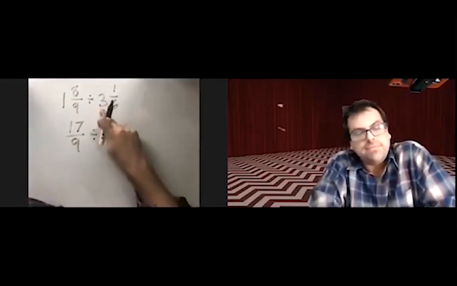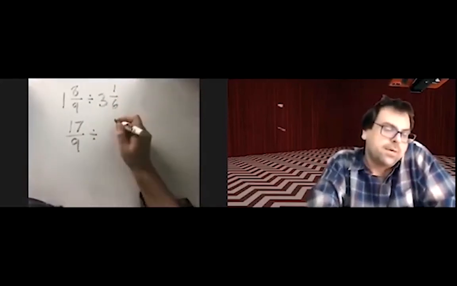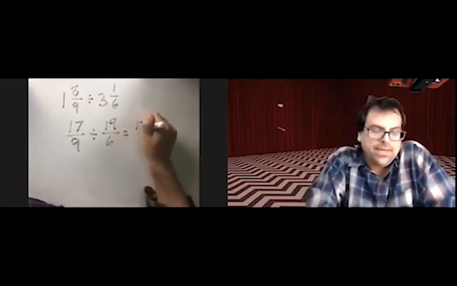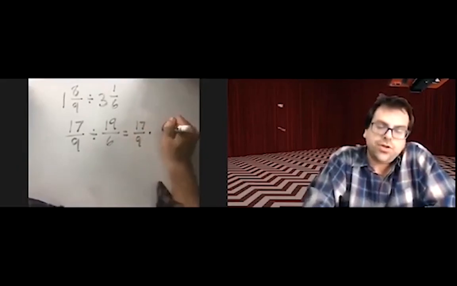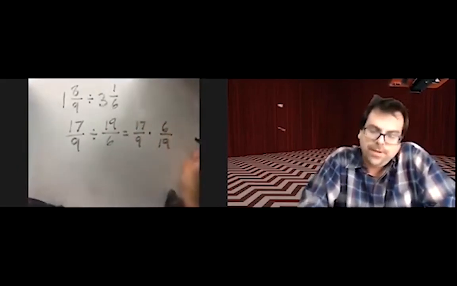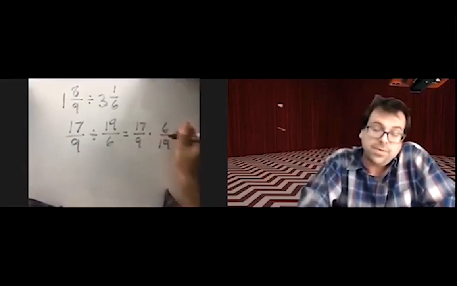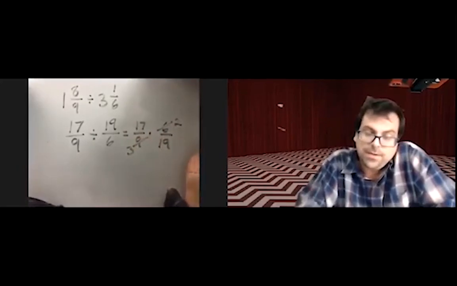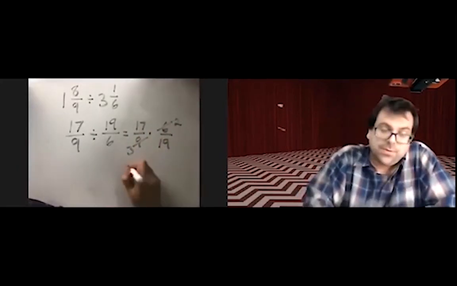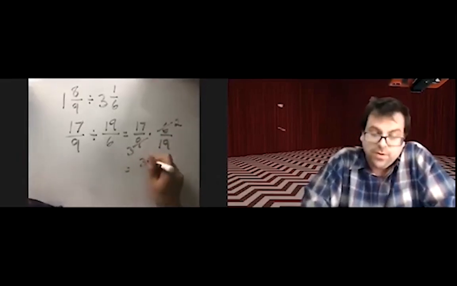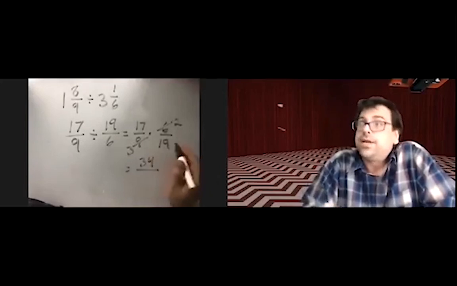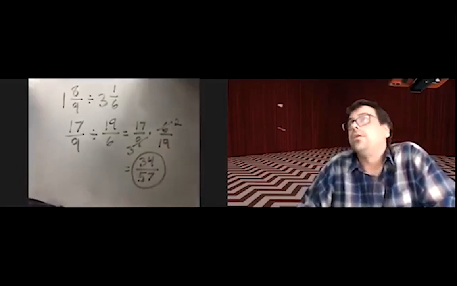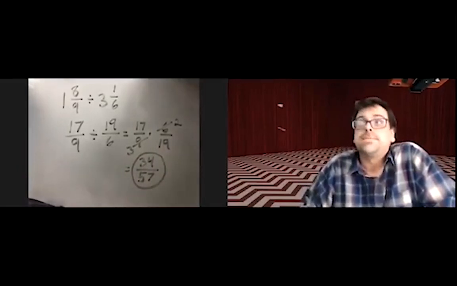Divided by 6 times 3 is 18, plus 1 makes 19/6. Keep, change, flip. 6 and 9 can both be divided by 3. 6/9 would be 2/3. Nothing else cancels, so we would go 17 times 2 is 34. And then 3 times 19 works out to 57. 34/57.